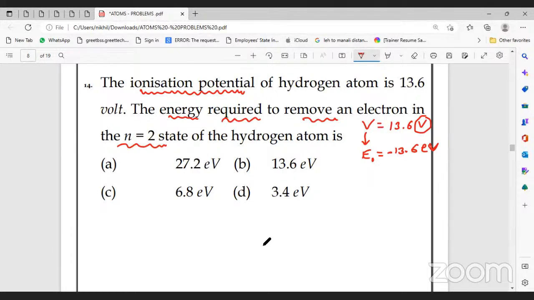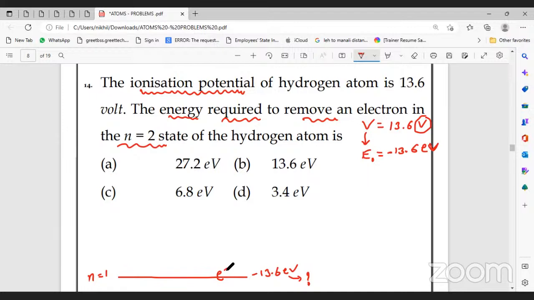So in the energy level diagram, students, you have written the energy of the first orbit in the hydrogen atom as minus 13.6 electron volt. What is the meaning of this energy? Whatever electron is there in the first orbit, that electron can be removed.